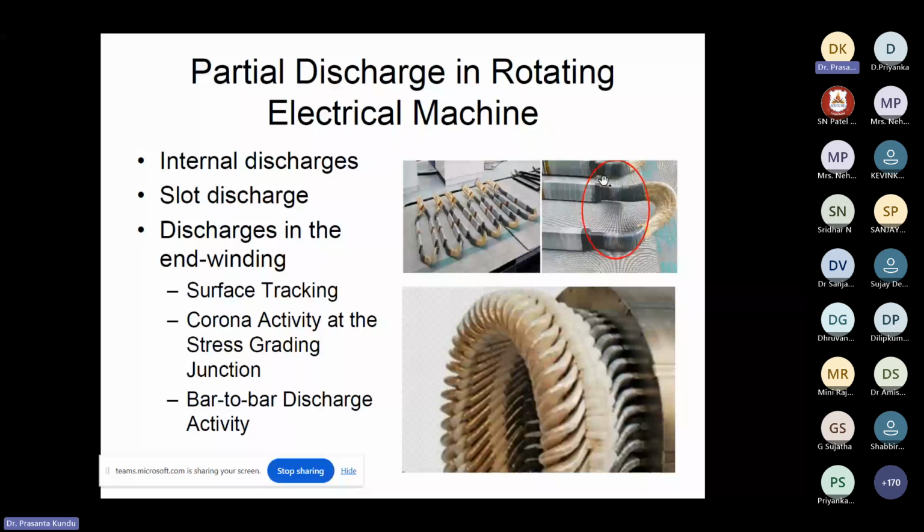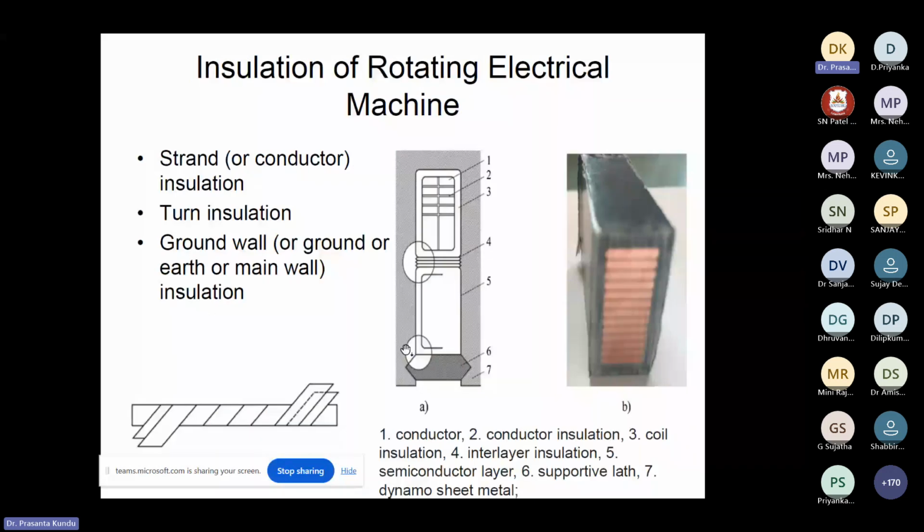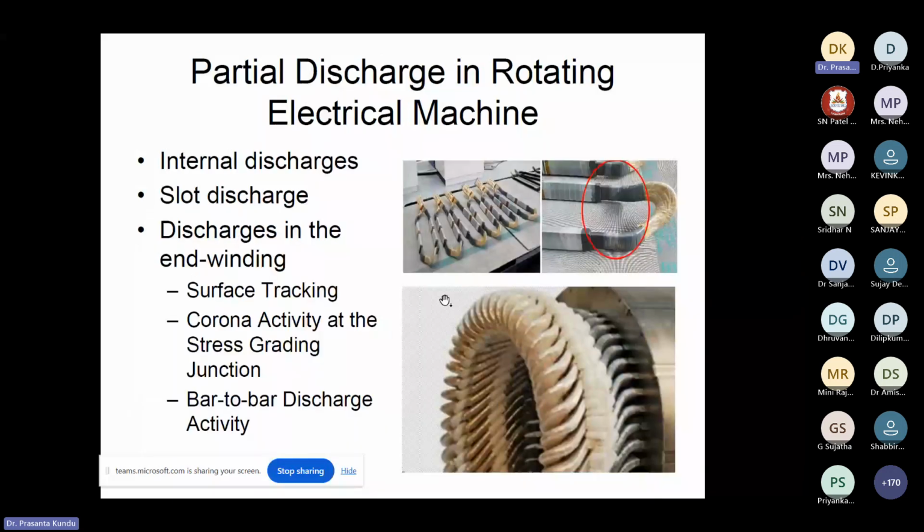Then there will be slot discharges. This coil is placed in the slot, and there will be a slot liner. If there is a voltage gradient, we call it slot discharge. The voltage gradient between any zone, if it is low, normally occurs in air. If this air is trapped in that particular zone, breakdown will occur and that will erode the insulation slowly. So that is the slot discharge.